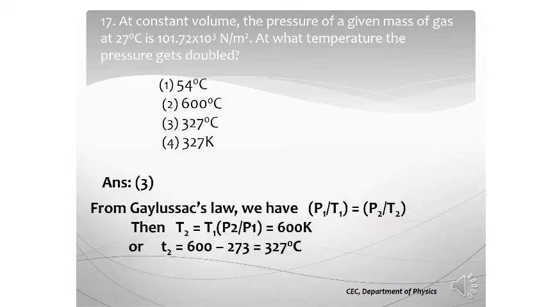This is calculated using Gay-Lussac's law, and the corresponding equation is P1 by T1 equal to P2 by T2. Rearranging the terms, we get T2 equal to T1 into P2 by P1, and substituting the values we get T2 equal to 600 Kelvin. Convert this temperature from Kelvin scale to Celsius scale, that is t2 equal to 600 minus 273, that is 327 degree centigrade.